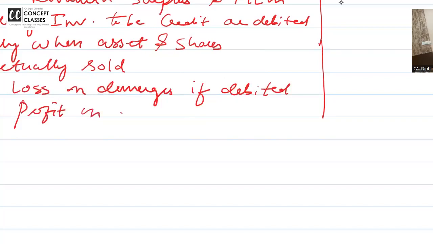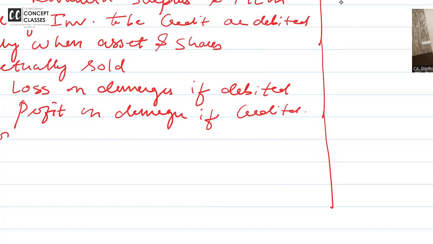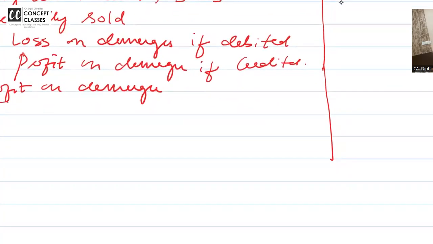Profit, very simple language I'm giving you. Demerger, if credited. If there's a profit on demerger and it is credited in the P&L or in the book profit, remove it. Now what is the profit on demerger? I will explain. Write below this, profit on demerger.